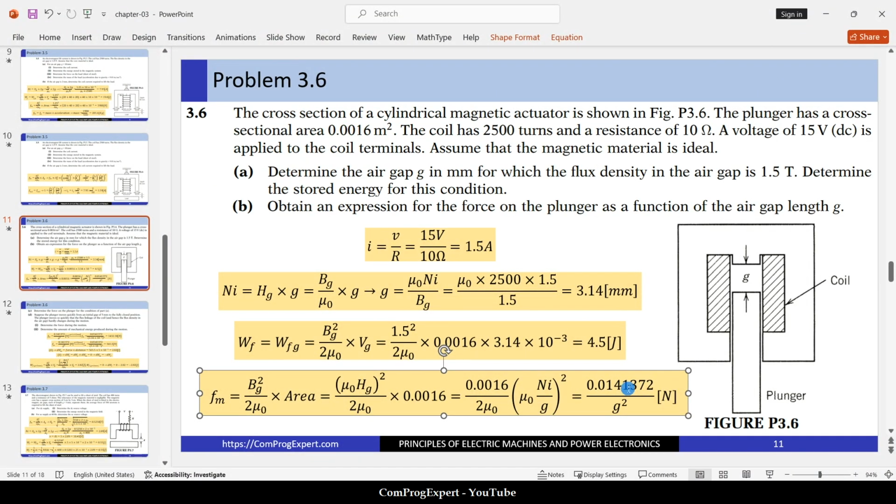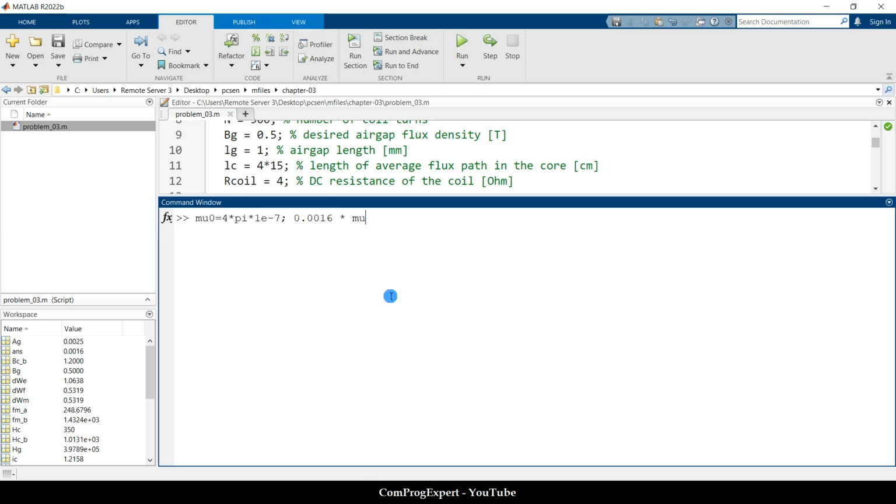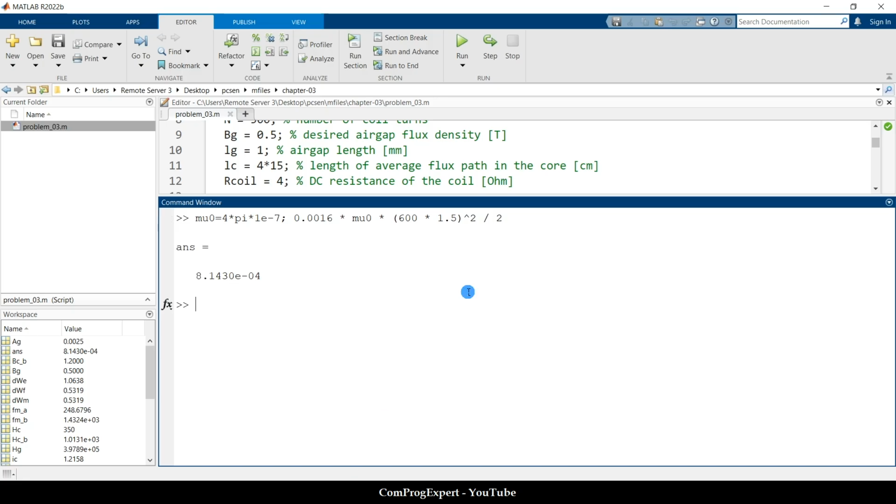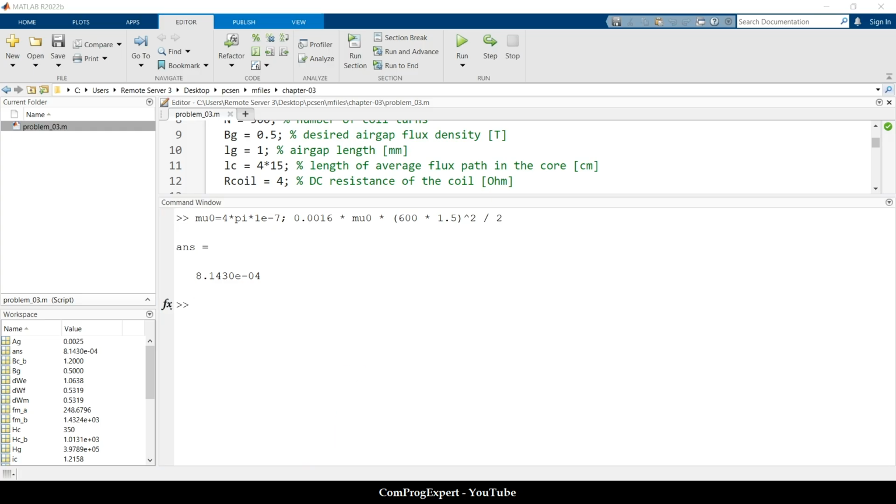We know that we have a coefficient here divided by the gap to the power 2. This is mu 0 to the power 2. We have 1 mu 0 here. So actually we have this value. This is times mu 0 times Ni to the power 2, 600 times 1.5 to the power 2. This part divided by 2 finally. So this is the number.